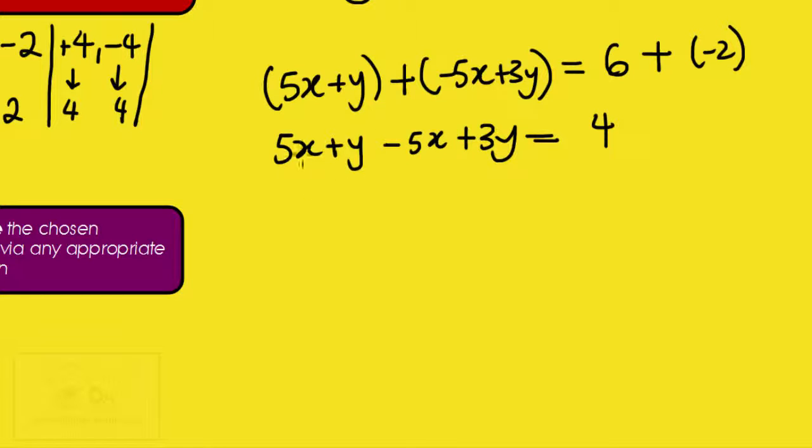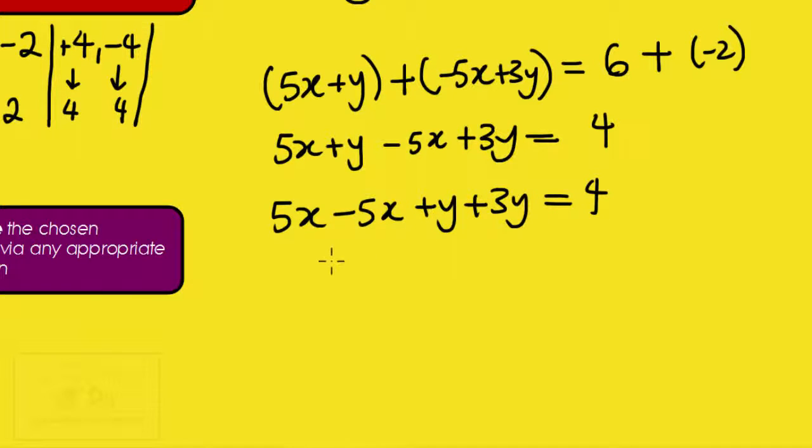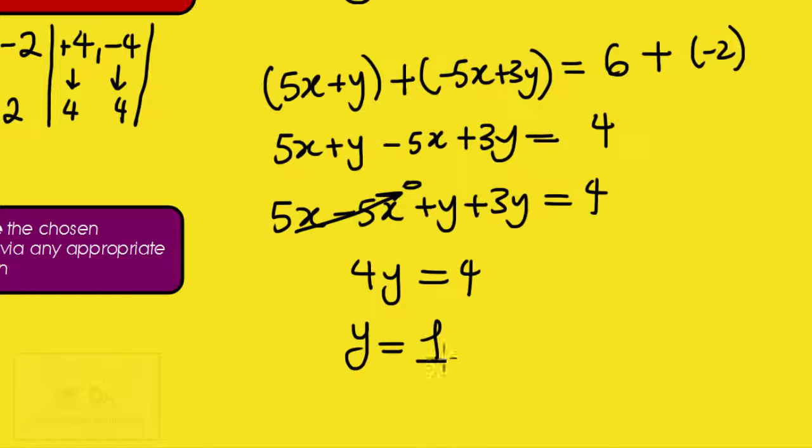Rearranging this, bringing all like terms together, 5x minus 5x plus y plus 3y equals 4. Simplifying the left hand side, the 5x minus 5x cancels out to 0. y plus 3y is 4y, which is equal to 4. Dividing through by 4 gives y equals 1. So I've just made y the subject of the formula. Now we know that y is 1.